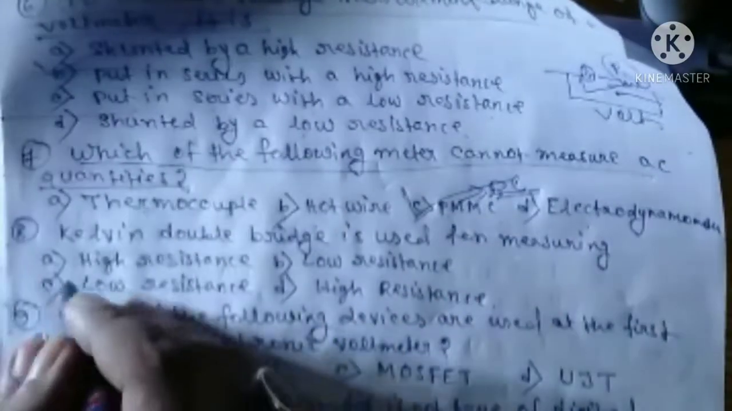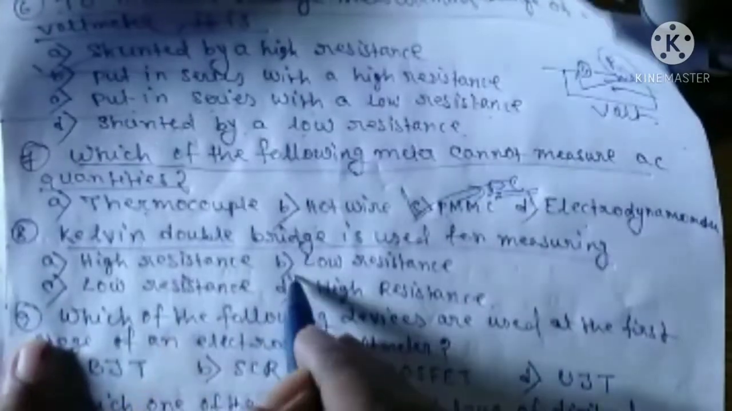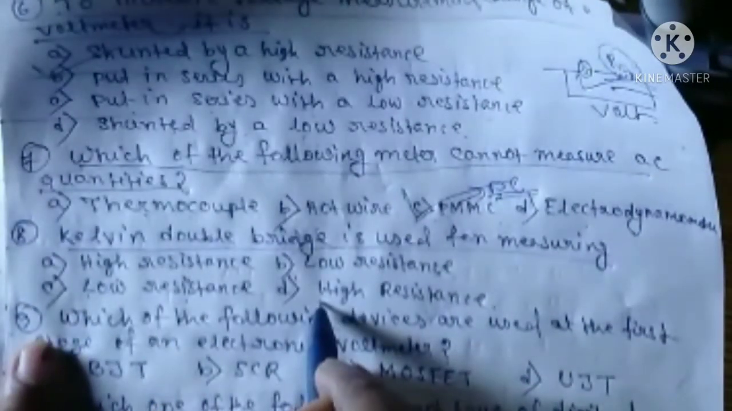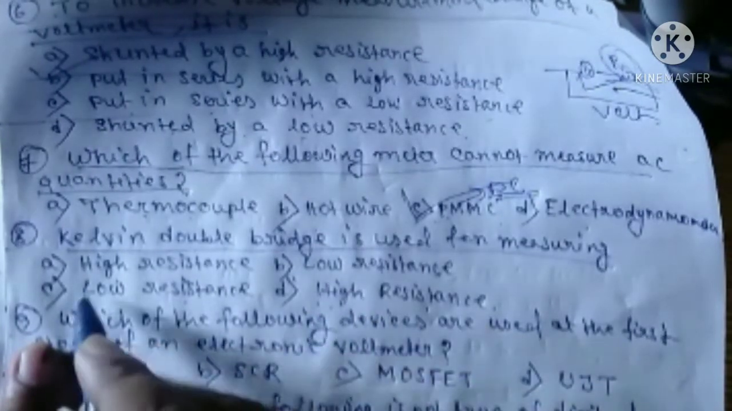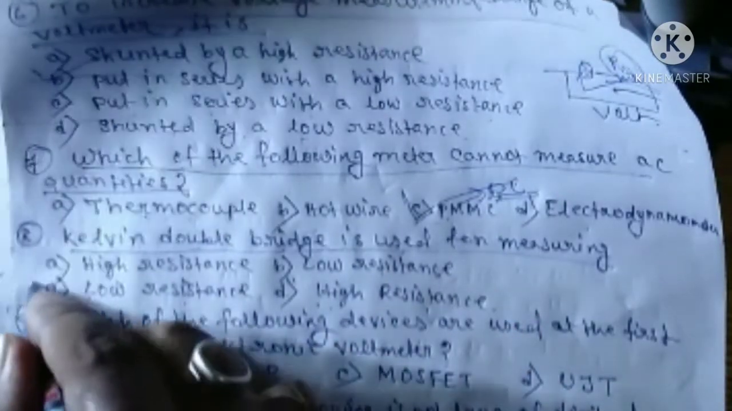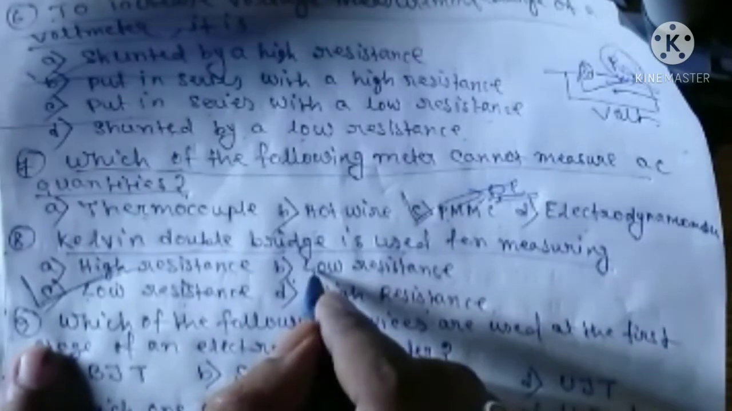Next: the Kelvin double bridge is used for measuring, option A high resistance, option B low resistance, option C low resistance, option D high resistance. Here we know that the Kelvin double bridge is used only for low resistance. So here option C, the low resistance, is the answer.